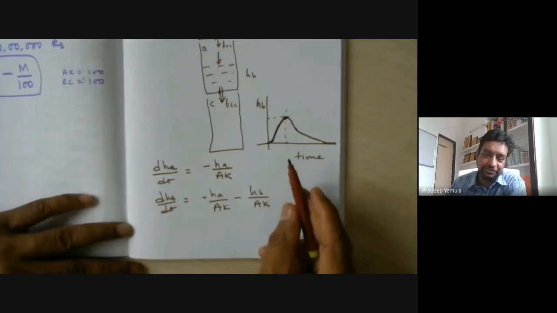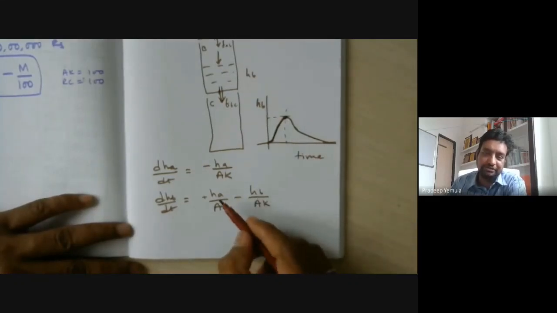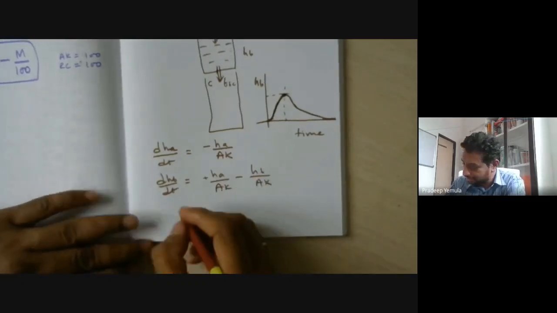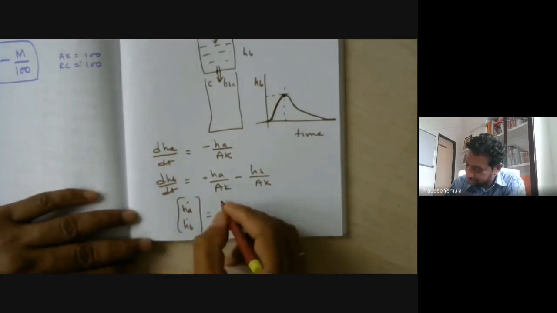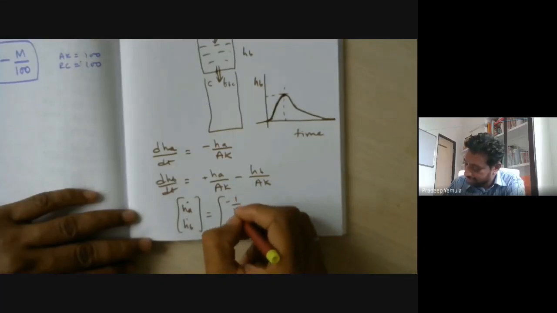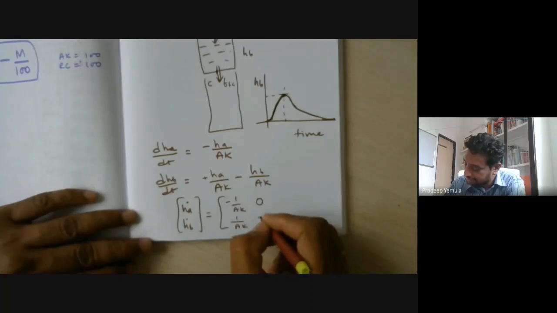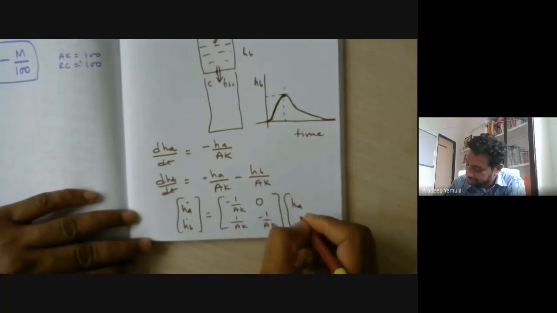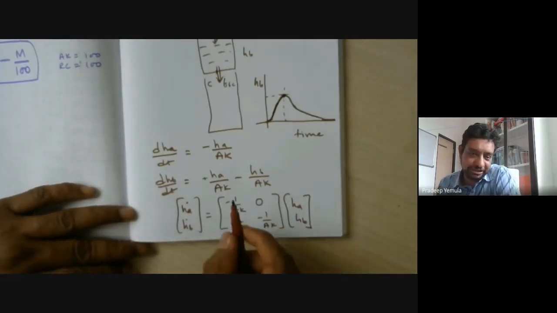And if it is negative, then it is going down, and this value will be more and this value will be less. So the same thing I can write in the form of a matrix. So HA dot, HB dot is equal to minus 1 by AK, 0, 1 by AK, and then minus 1 by AK, and then finally here it will be HA, HB. So here I have written the same equation in the form of a matrix.